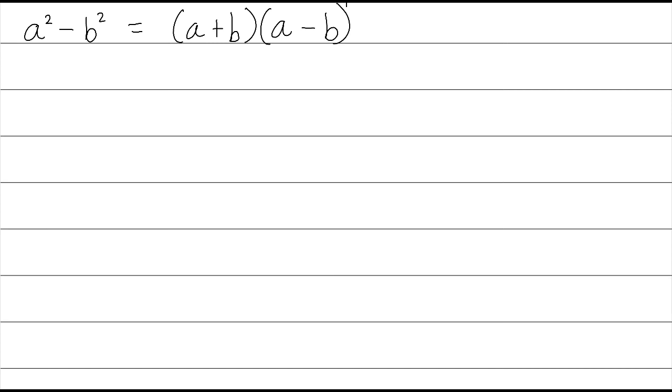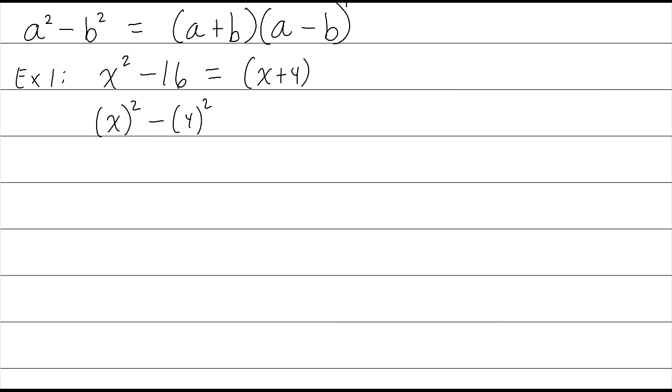Example 1, let's factor x squared minus 16. If I were to see that, I immediately think difference of squares, because I see something squared minus 16, which technically is something squared. It's 4 squared. In other words, I can think about this as x squared minus 4 squared. If that is true, then this factors to x plus 4, x minus 4. And that's all there is to it.